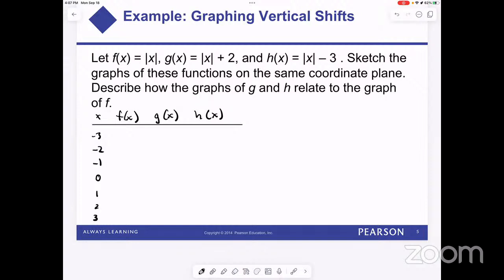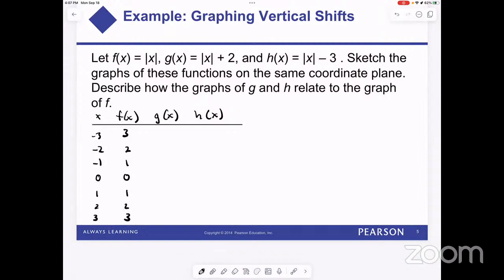So for instance, absolute value of -3 is just 3. Absolute value of -2 is 2. 1, 0, 1, 2, 3. Again, absolute value is the positive distance away from 0 that a number is.